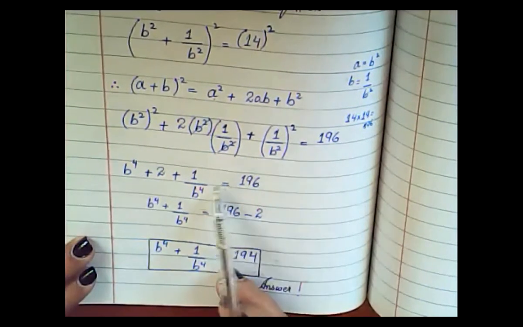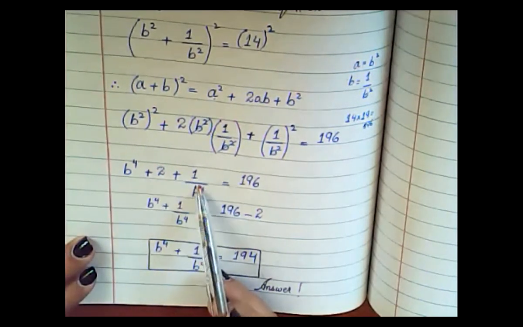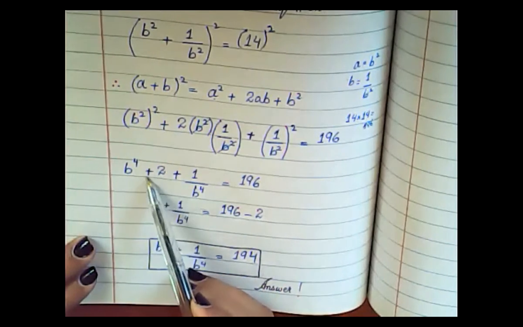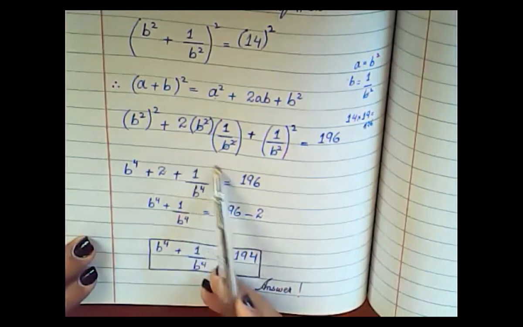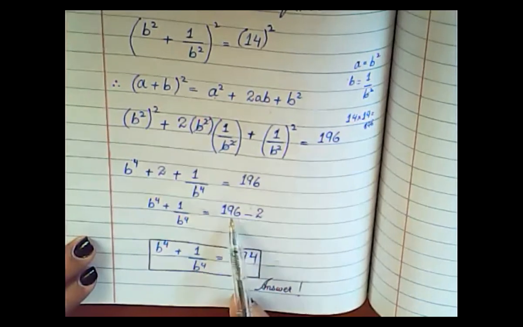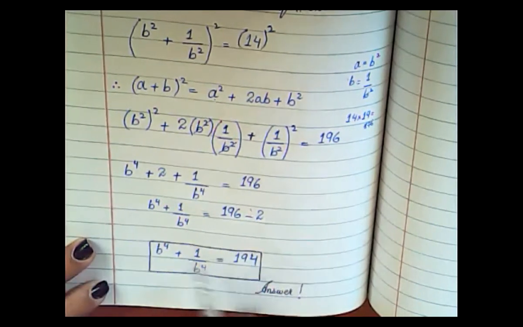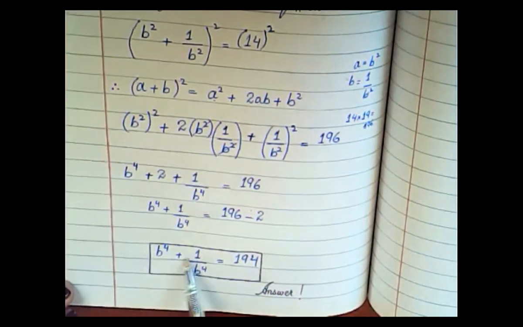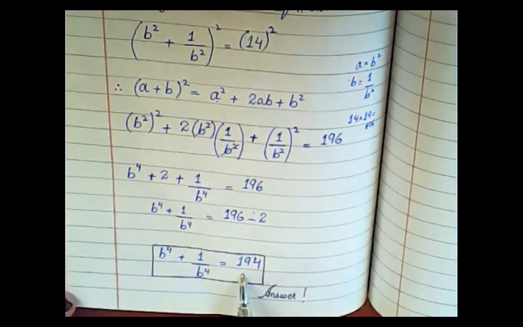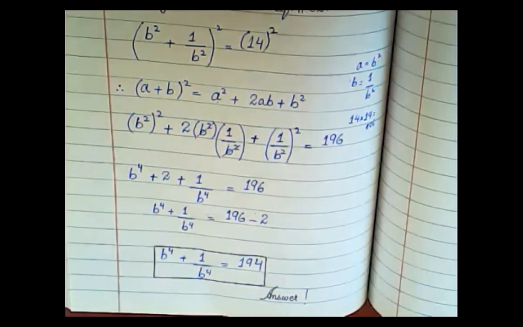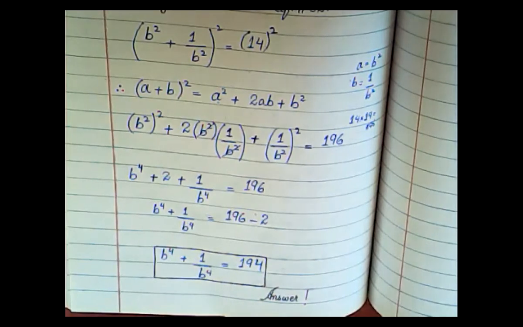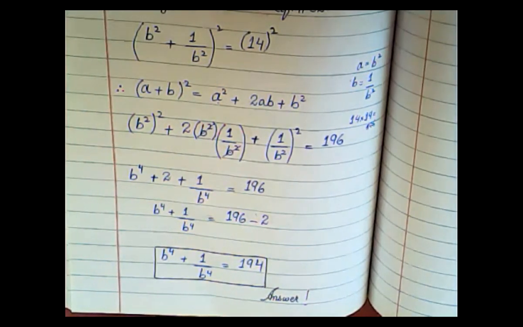2 multiplied by 2 will be 4. Now you have got x^4 plus 1 upon x^4. Here you have only plus 2. So simply you will shift it towards the left side. 196 minus 2 will be 194, and you will get the value of x^4 plus 1 upon x^4, which is equal to 194. Clear or not? Clear. That's good. Now let's start your work.